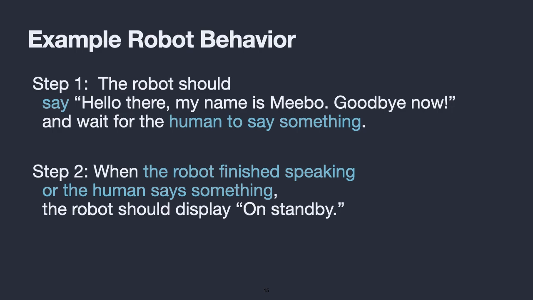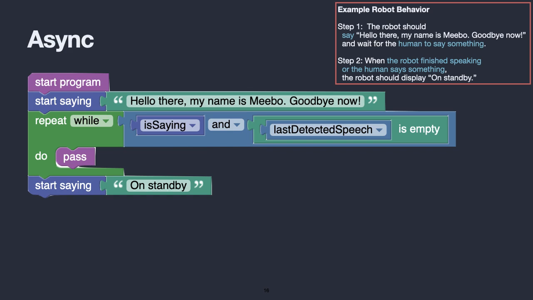Let's say we want to make the robot say a long greeting sentence and monitor if the human says something in parallel, and move on to the next action of displaying on standby when it finishes speaking or when the human interrupts the robot. For the Async interface, all actions are non-blocking. So we'll have to use a loop to make the robot wait for one of the two event occurrences.